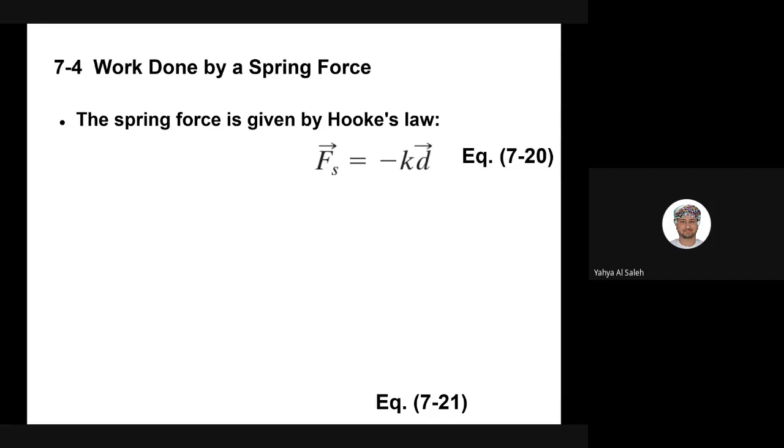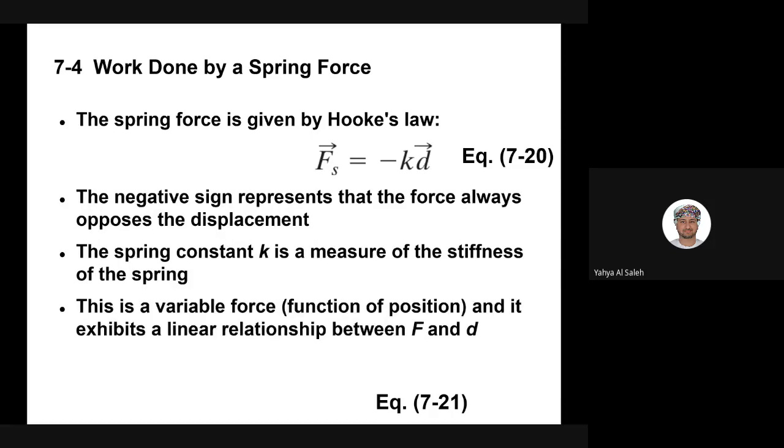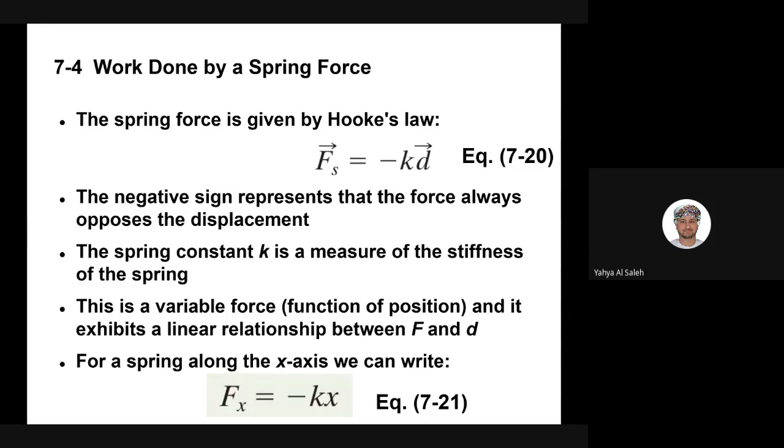So my question is, okay, or actually before my question, let's summarize what we've said so far. The spring force is given by Hooke's law, F equals minus kx or minus kd, where d is the displacement. The negative sign represents that the force is always opposite to the direction of the displacement. K is a measure of how stiff the spring is. And this force is variable. As we can see, it's a function of position with a linear relationship between force and displacement.